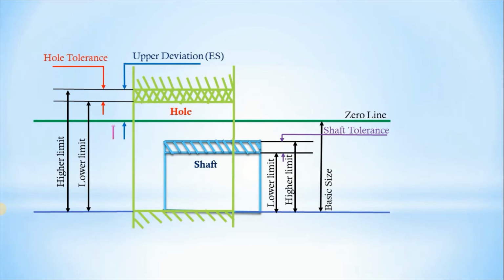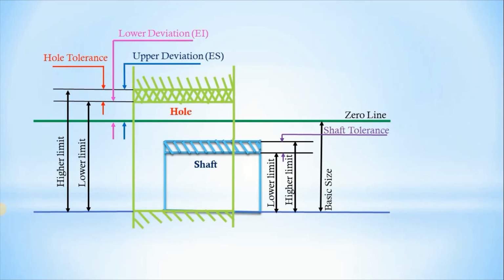Now we'll get lower deviation, which is the algebraic difference between the minimum limit of size and corresponding basic size. It is a positive quantity when the minimum limit of size is greater than the basic size, and a negative quantity when the minimum limit of size is less than the basic size. So based on the lower limit to the corresponding basic size, we are getting lower deviation. For the hole, it is designated by capital letters EI.